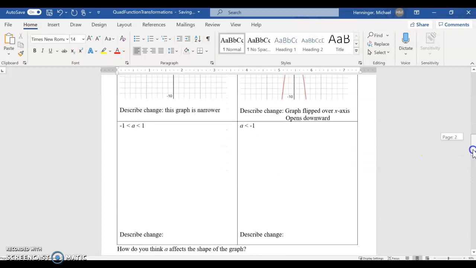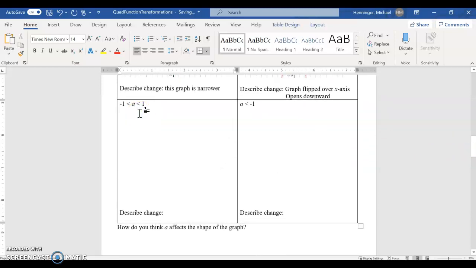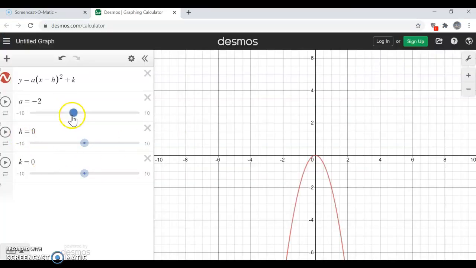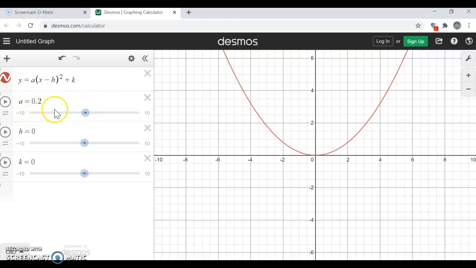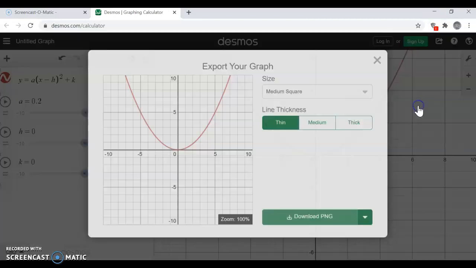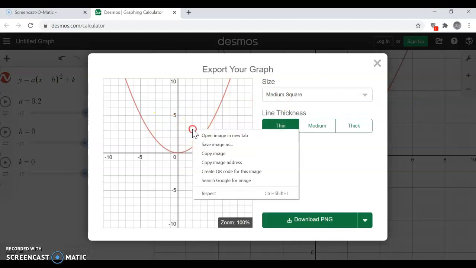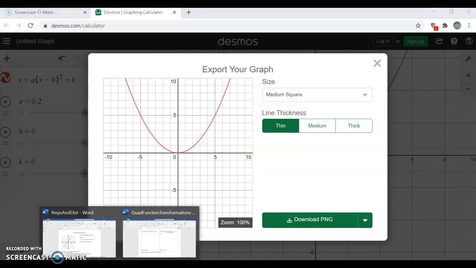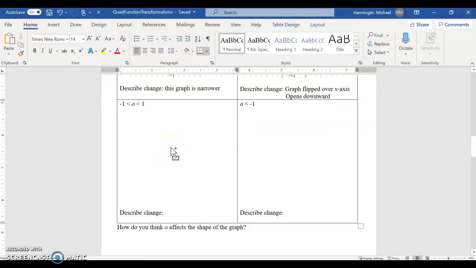What about this? They want to talk about what happens when A is between -1 and 1. Now what's really important, guys, we're not going to use 0, but anything else between -1 and 1. So I'll tell you what, let's go with 0.2. If A is 0.2, that's between -1 and 1. Let's click on share, export image. We'll right click on that graph, copy that image, come back to the Word document, Control V, paste that image.